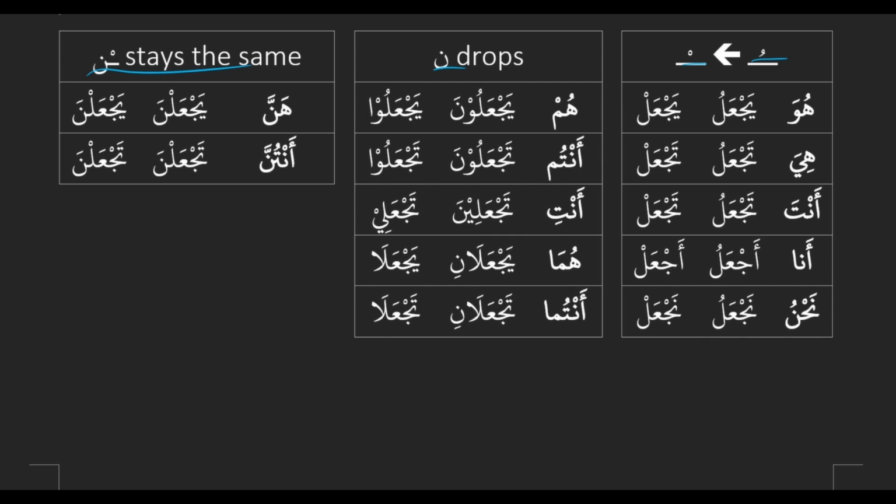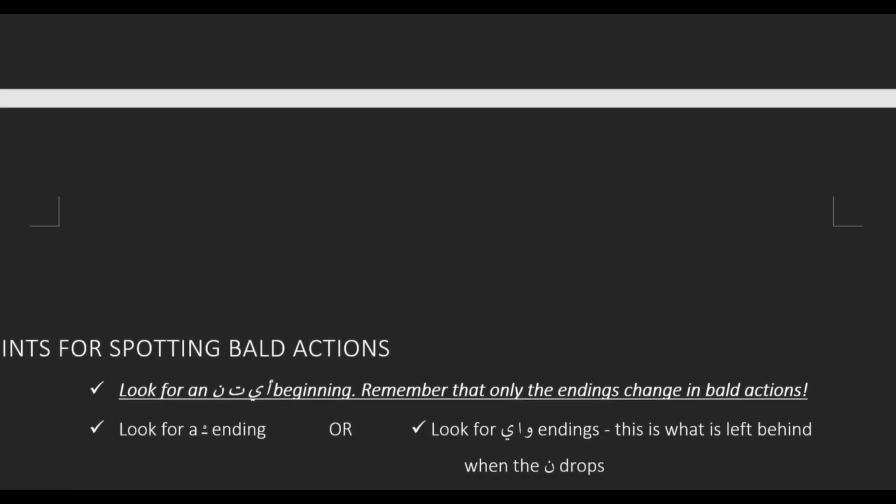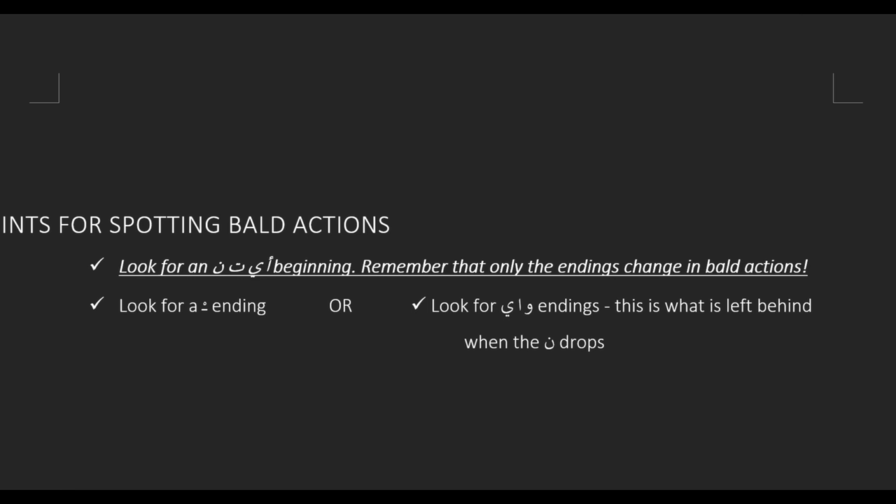A couple of hints for spotting bald actions. We know the changes that occur, but working backwards, if we see a bald action, how do we recognize it? If you see a sukun ending, you have a bald action. You're still going to have your beginning letter and the sukun ending. The sukun ending tells me that it used to be a u. So if I see hamza at the beginning and sukun at the end, that's still the I form. Instead of looking for hamza at the beginning and a u at the end, you look for hamza at the beginning and a sukun at the end.